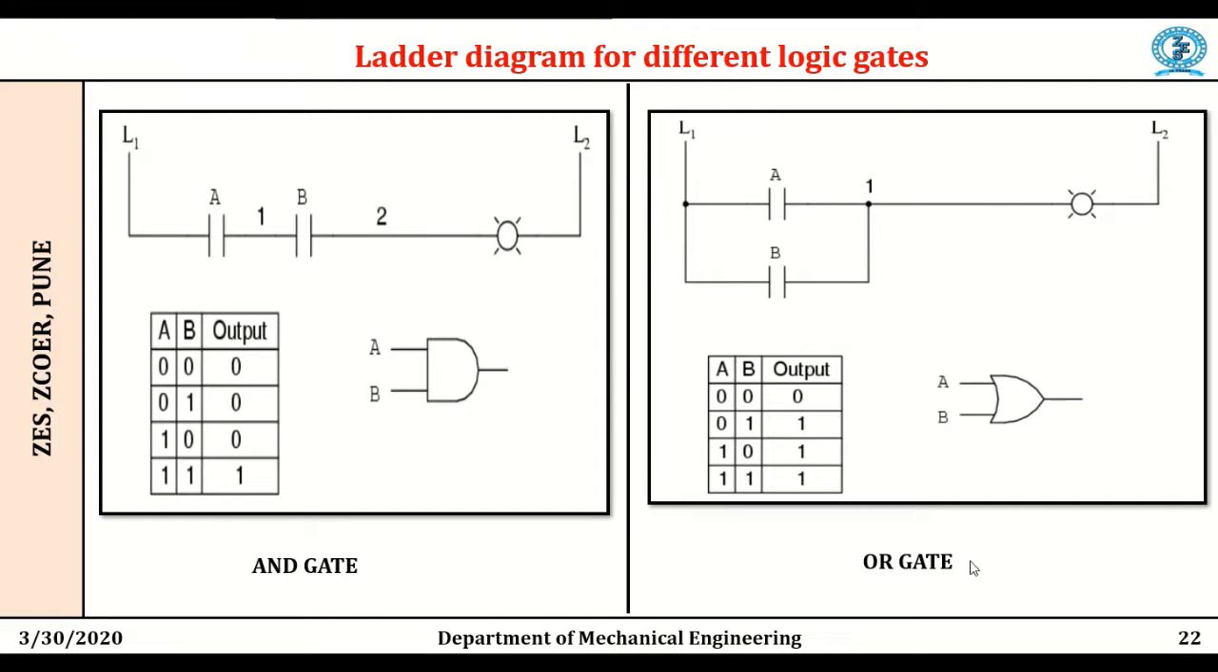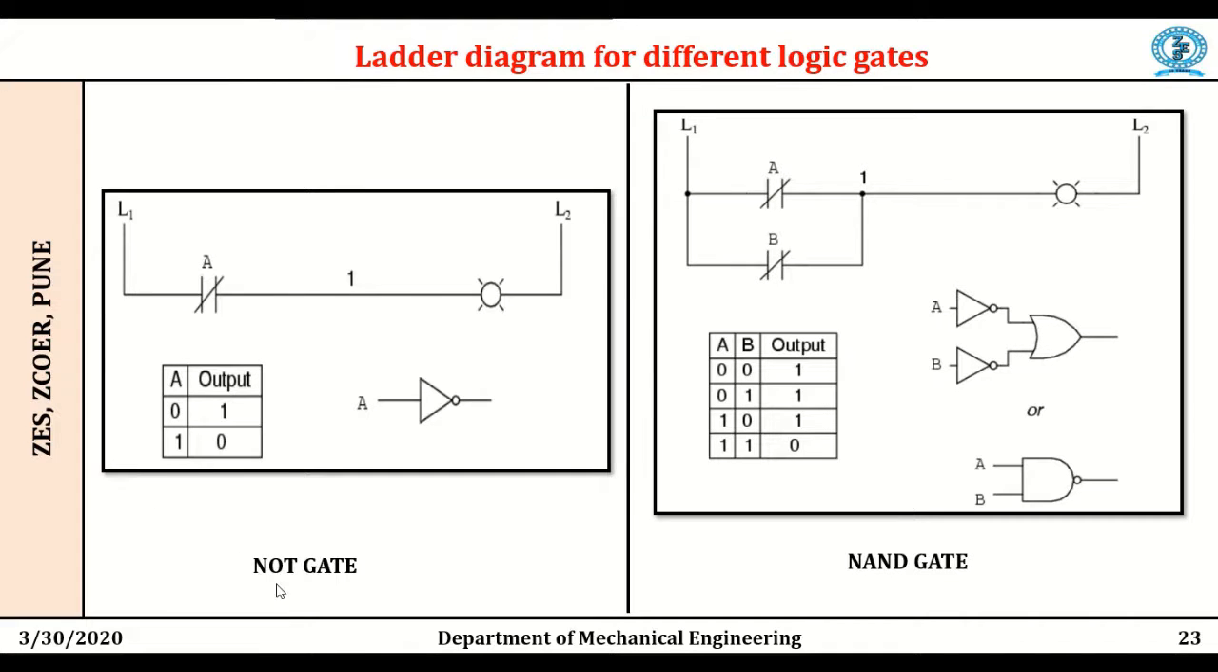The next one is the OR gate. This is the ladder diagram for the OR gate. These A and B are in parallel connection. This one is in series connection. We get a high output for three conditions. If one of the inputs is high, then the output will be high. If both the inputs are low, then the output will be low. If one of the inputs, A or B, is high, the output will be high.